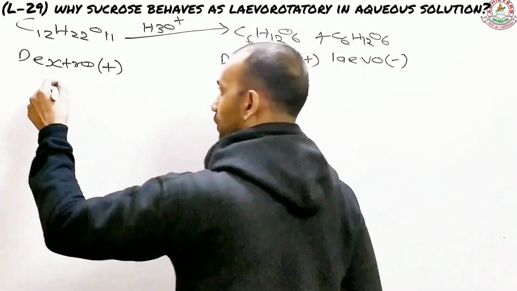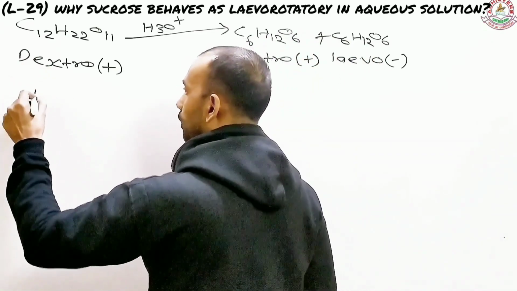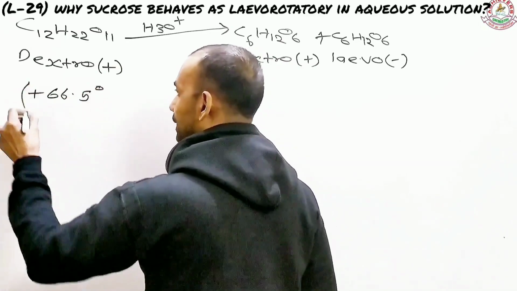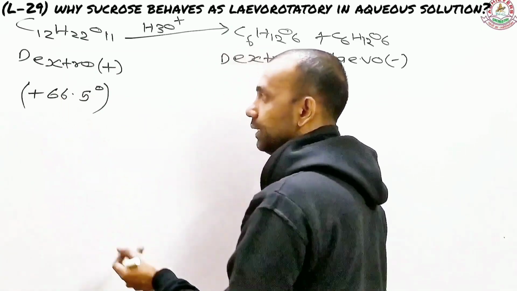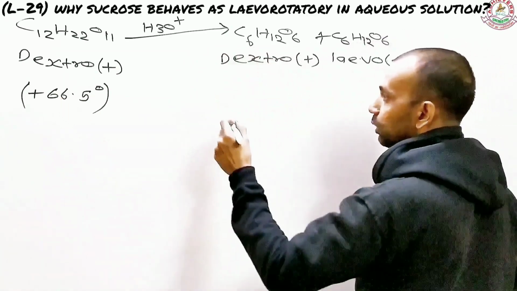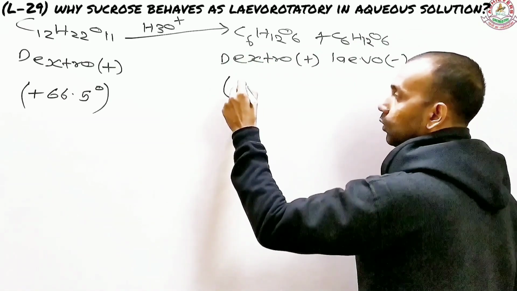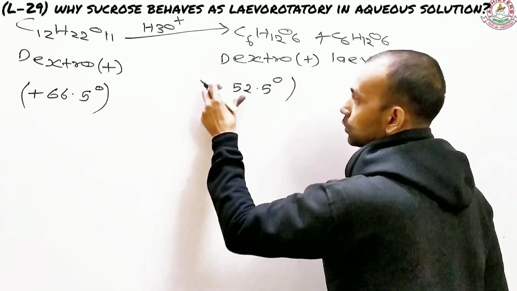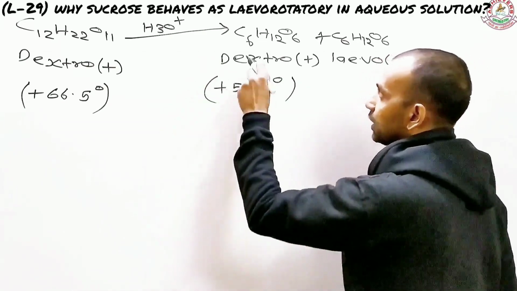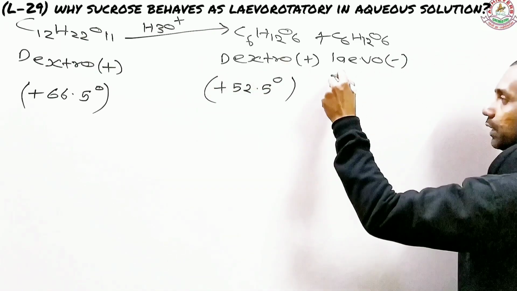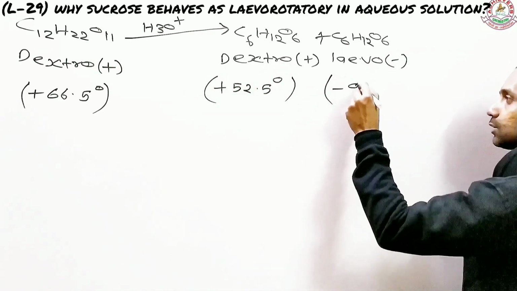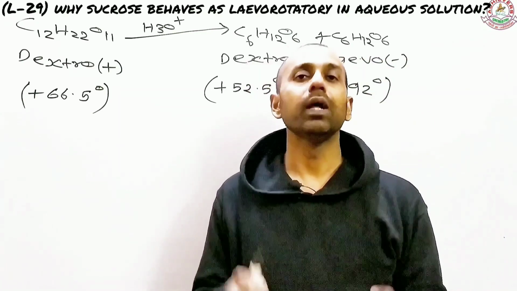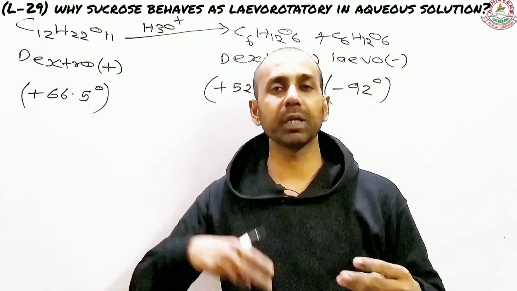So I'll tell you what, sucrose has a rotation of positive 66.5 degree. You need to understand that this has a rotation of 66.5 degree towards the right. But glucose has a rotation of 52.5 degree, again with a plus sign. So this is the rotation given by the glucose. However, the rotation given by fructose is minus 92 degree. Now you might have a question where these values are coming from. A very simple answer is that it comes from experimental evidence, right?